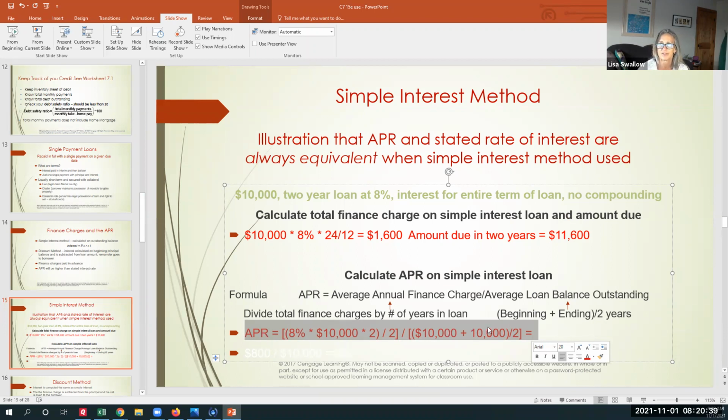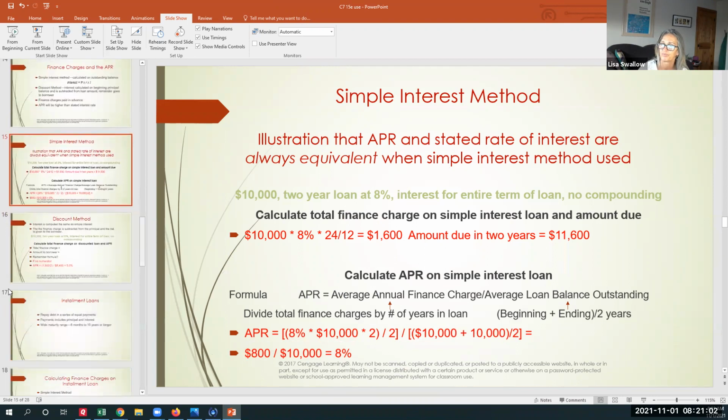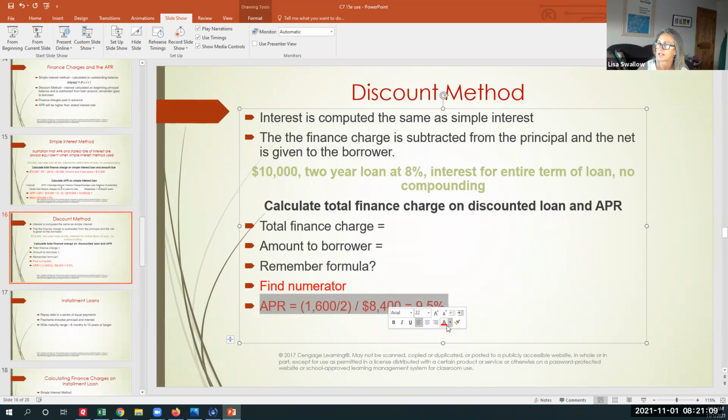Well, my loan balance never changes. It was 10,000 when the loan was written, and it was 10,000 the day I paid her back. So all we're doing here is the math to prove that with a simple interest note, your APR is always the same as the stated interest rate. Now, when we get to a discount, it's a little bit trickier. So let me make this disappear and tell you how this works.